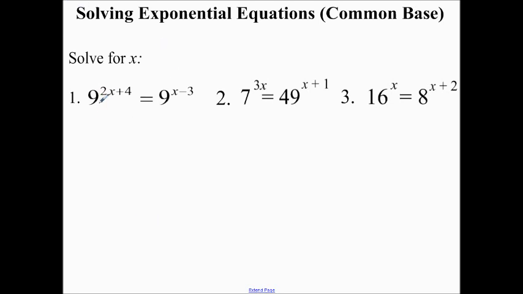Okay, so as you look at this first example, it's got 9 to the 2x plus 4 equals 9 to the x minus 3. Now, if both sides are equal, and the bases are the same, in other words, the 9s, doesn't it logically follow, therefore, that what I'm pointing to, these two exponents, must be the same? That would be the only way that both sides must be the same. Well, let's make a note about that. We'll say if the bases are equal, the exponents must be equal.